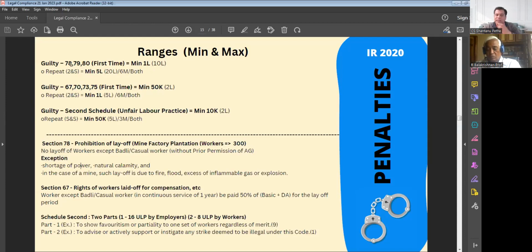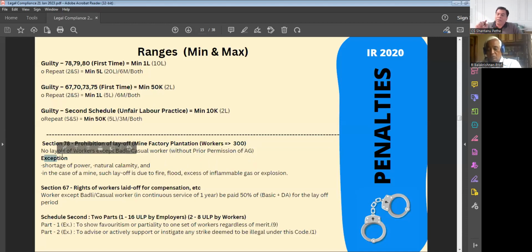For example, section 78 talks about layoff provisions. Okay. And this is applicable to those establishments, that is factory, mines, or the like, where 300 or more workers are employed. So 78 talks about prohibition of layoff: no layoff of a worker, except a badli or casual worker, without prior permission of the appropriate government. So this is a very important condition, and you have to meet it.